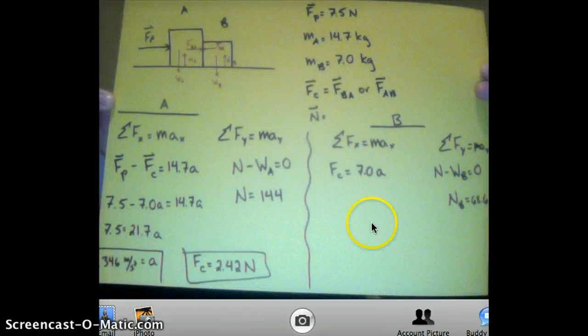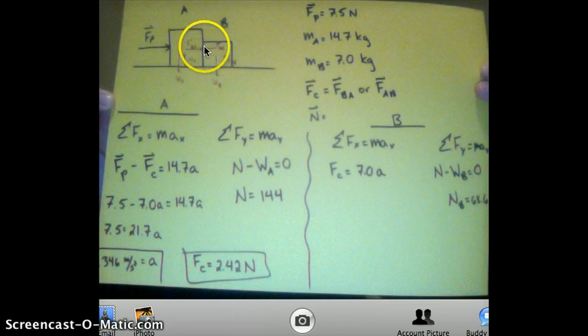Okay, so for this problem, your first step is to draw the free body diagram. So you really need to draw the forces acting on A and the forces acting on box B. So on A, we have the force of the push. We have the force between the two boxes, which I originally called B on A and A on B, and then I read that we were supposed to call it force C, so sorry about that. Then there's a normal force acting on A and the weight of A.